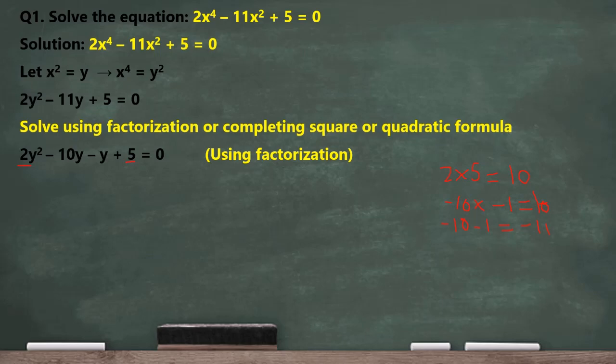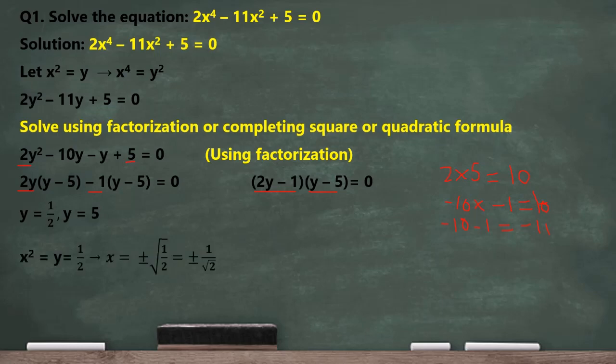Okay, now let's move. Take 2y common from 2y square minus 10y and minus 1 common from minus y plus 5. So we will get 2y minus 1, y minus 5 equal to 0. Now either y equal to half or y equal to 5.